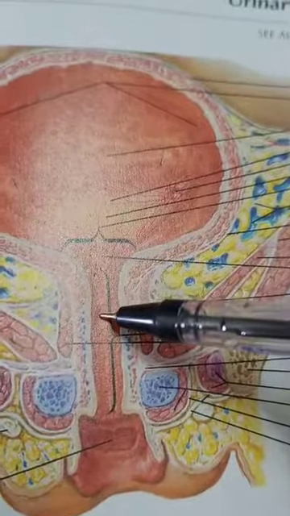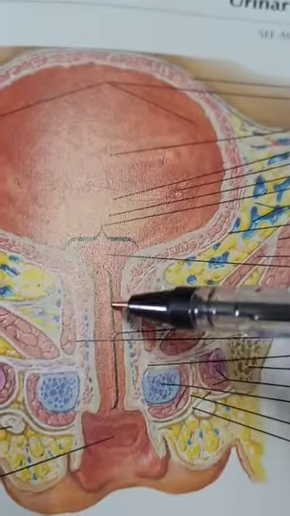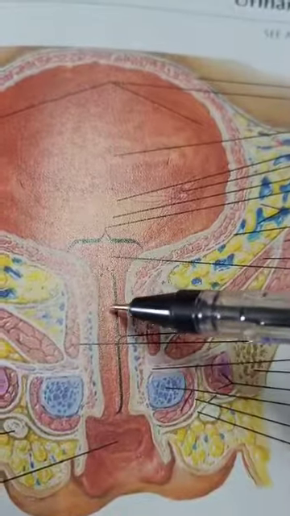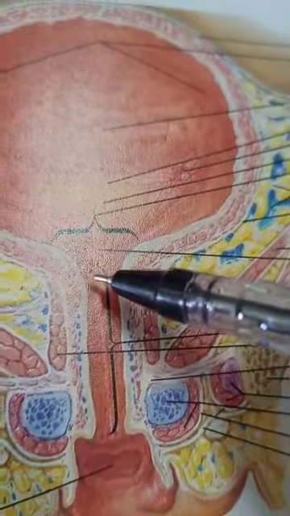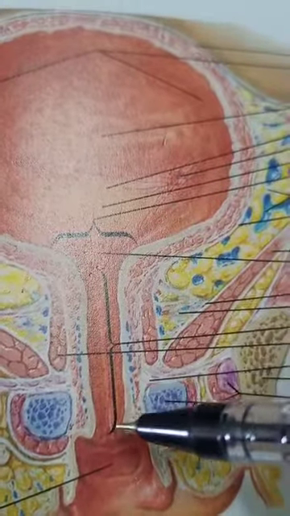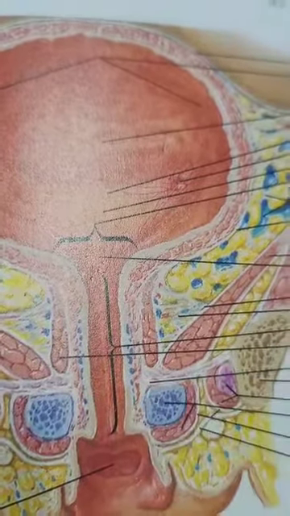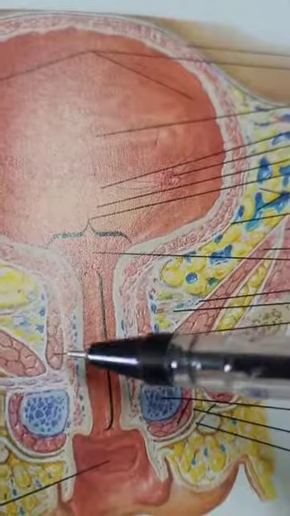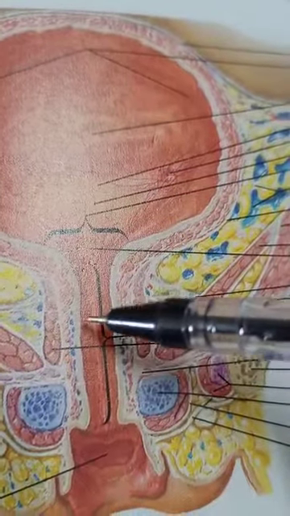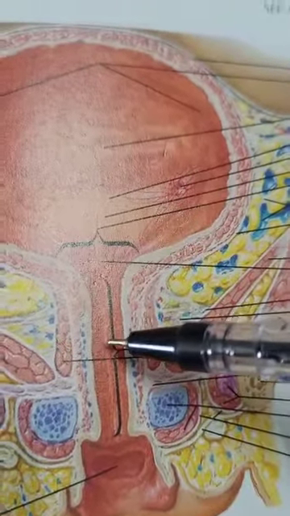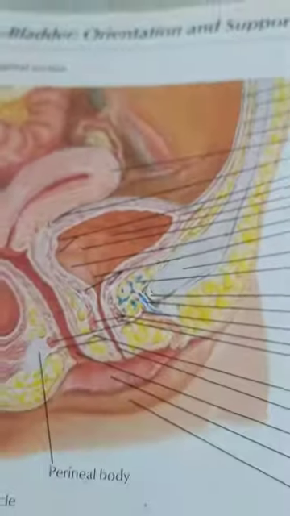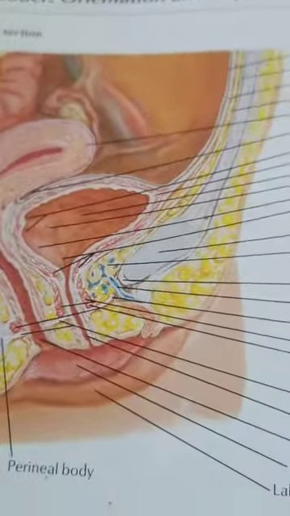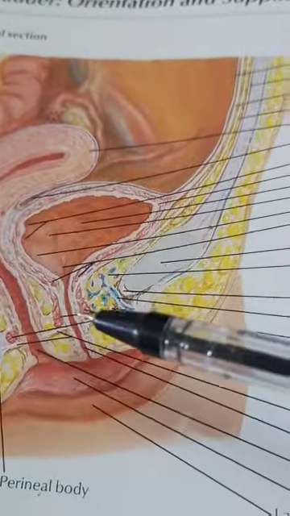The mucosa of this urethra is also folded, and we can see small openings. The openings of the paraurethral glands can be seen in the mucosa. So these are the features of the female urethra.